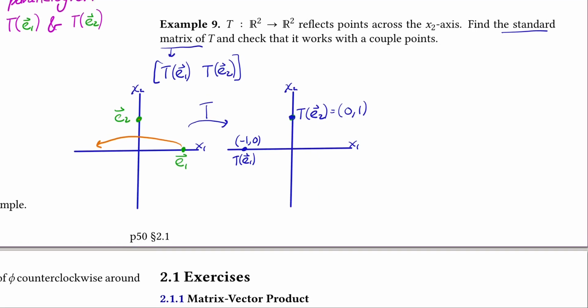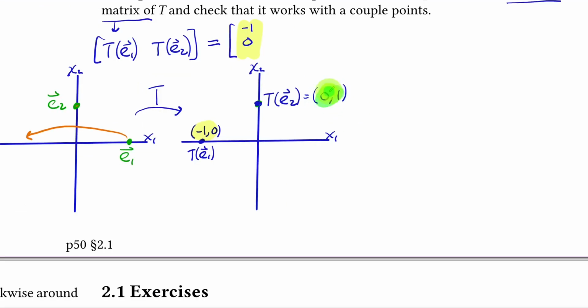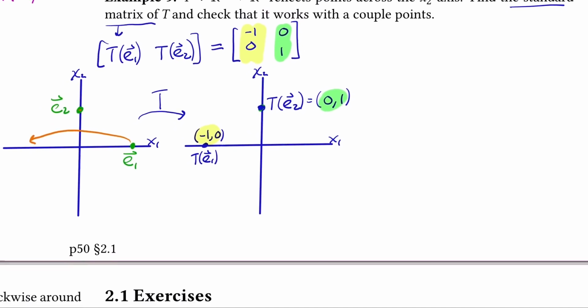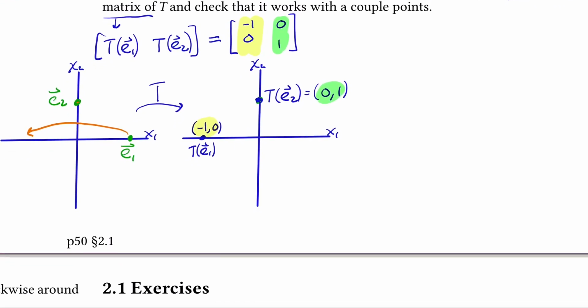Okay, let's find what this actual matrix is now. So T of E1 is now -1, 0, and T of E2 is still 0, 1. So that should be the standard matrix of T. Let's check that it works with a couple points. Let's say, I don't know, over here is a point 0.5, -2, something like that.